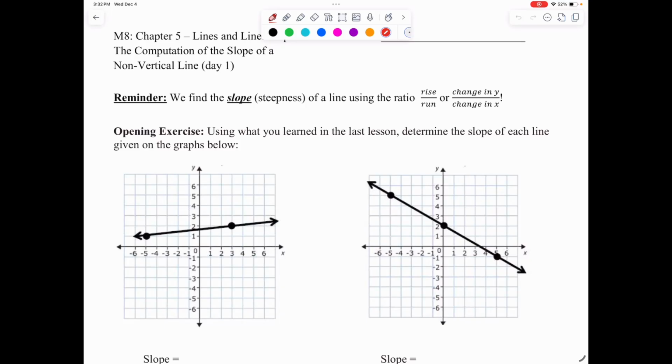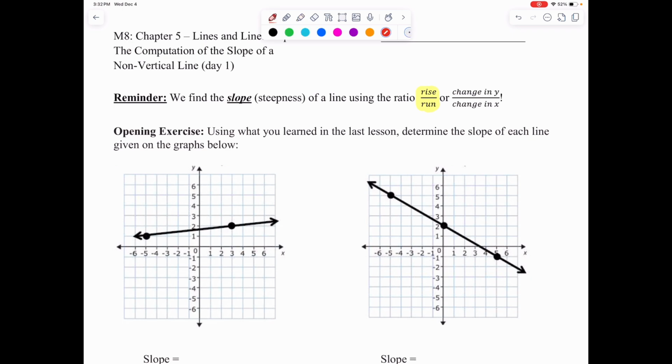Today's lesson is called The Computation of the Slope of a Non-Vertical Line, Day 1. A reminder from our previous lesson: we find the slope, which is the measure of the steepness of a line, using the ratio rise over run. In other words, the change in the y values over the change in the x values. But mainly, we use this rise over run when we're dealing with a graph and we can count the blocks.